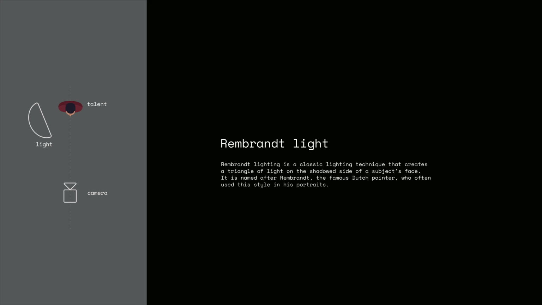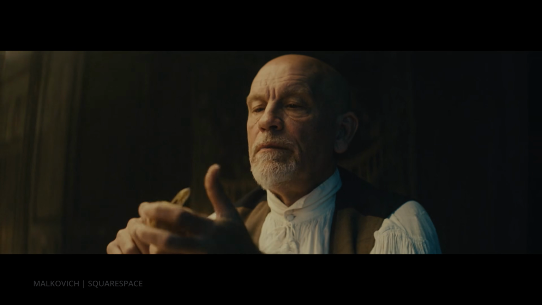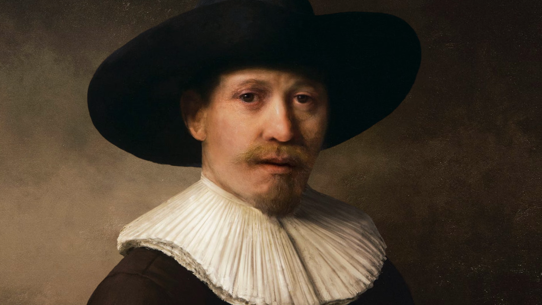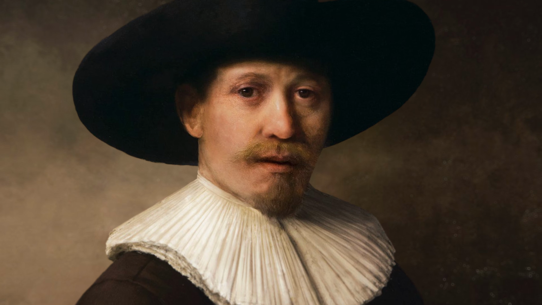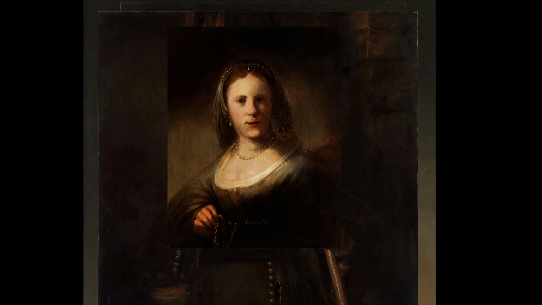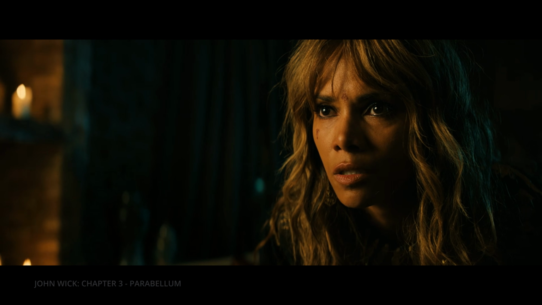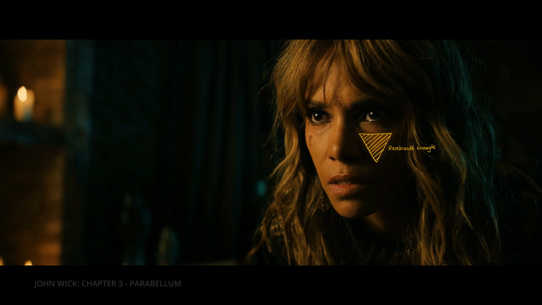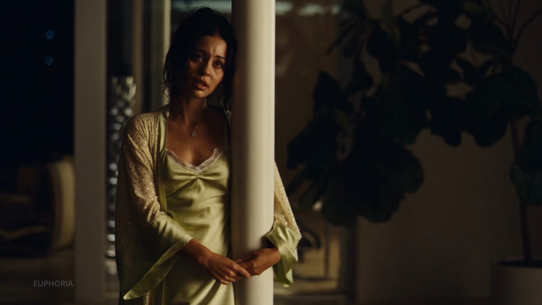Rembrandt lighting is a classic lighting technique that creates a triangle of light on the shadowed side of a subject's face. It is named after Rembrandt, the famous Dutch painter, who often used this style in his portraits. It's a popular technique because it creates images that look both dramatic yet natural. You'll recognize it by the small triangle of light just under one eye on the shadowed side of the face. Great for adding mystery, depth, and emotion to a scene.